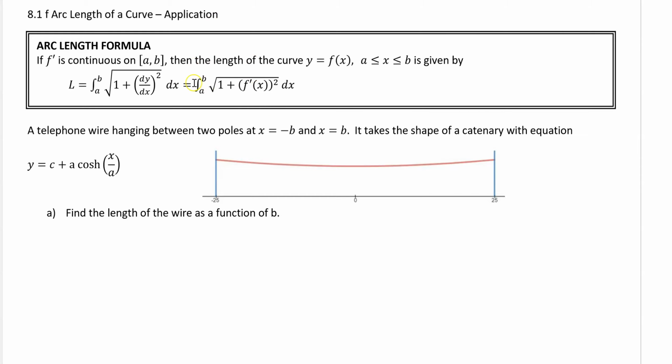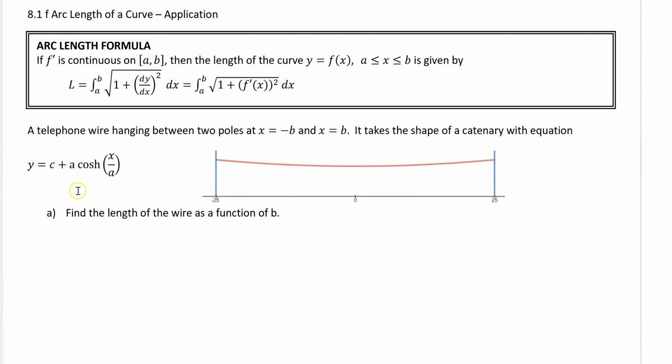Right, so we're going to be using the arc length formula to do a quick little application. We have some hanging wire here, a telephone wire, and we are centered at 0, so positive x's go this direction, negative x's go this direction, and we can use this catenary equation to represent this hanging wire that we have here.